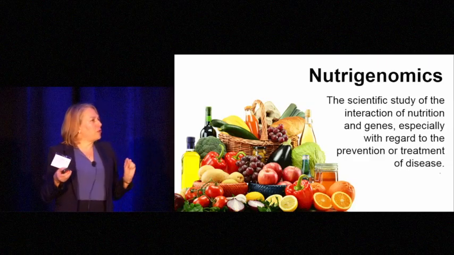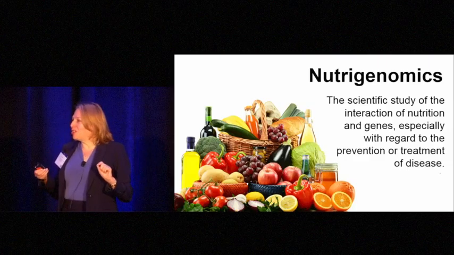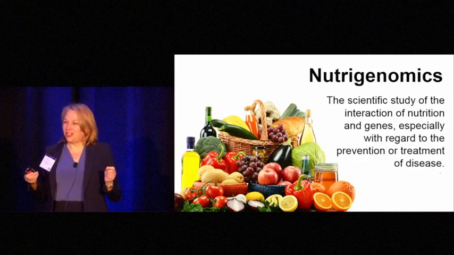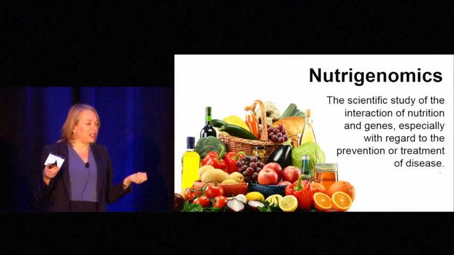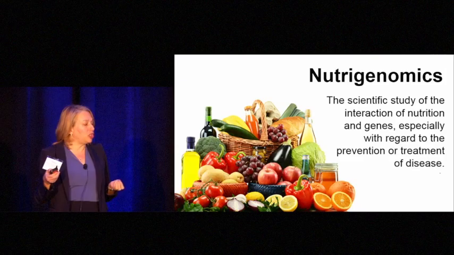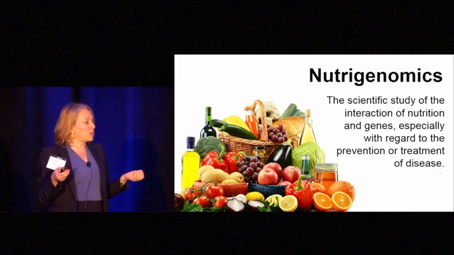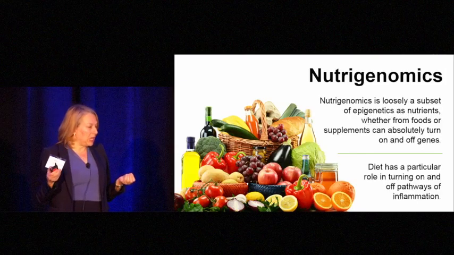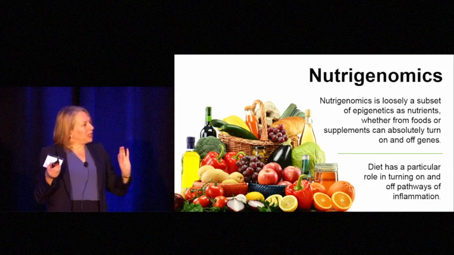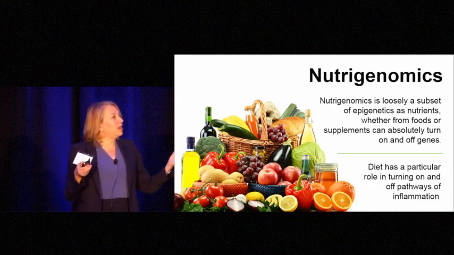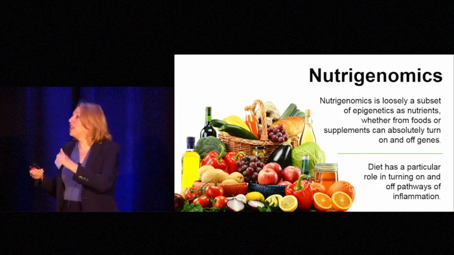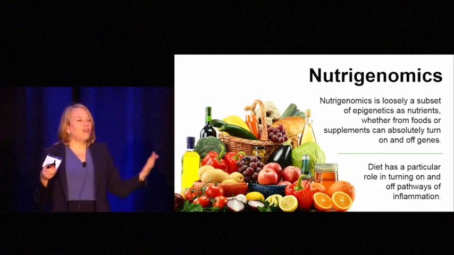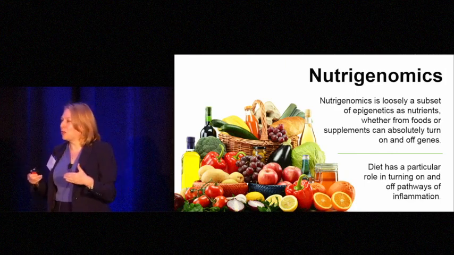What about nutrigenomics? Well, you're going to find that nutrigenomics overlaps with methylation as well, and that's why I started with methylation as an example, because nutrigenomics is the scientific study of the interaction of nutrition and genes, especially with regards to the prevention and treatment of disease. But the reason it's a subset of epigenetics is nutrition. Things like choline, betaine, all of those things contribute to you having enough methyl donors.